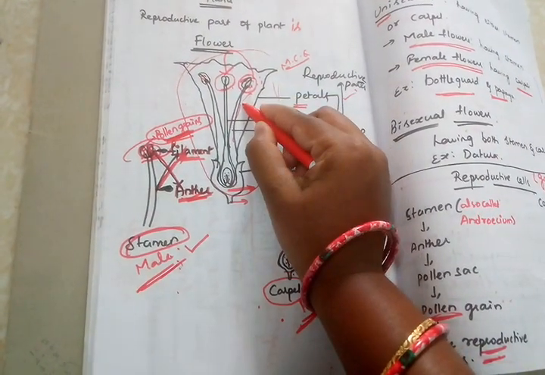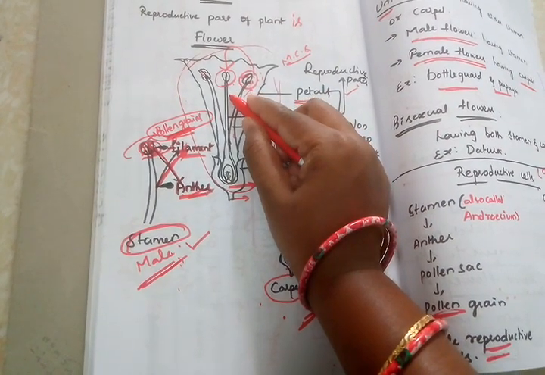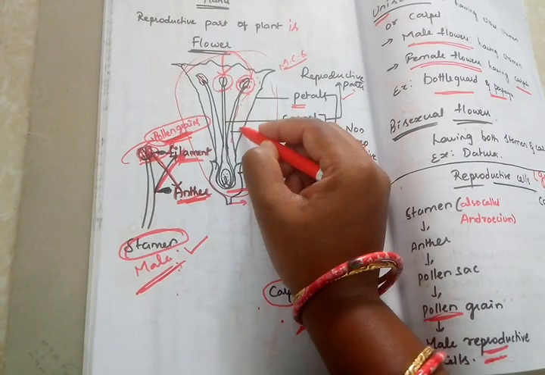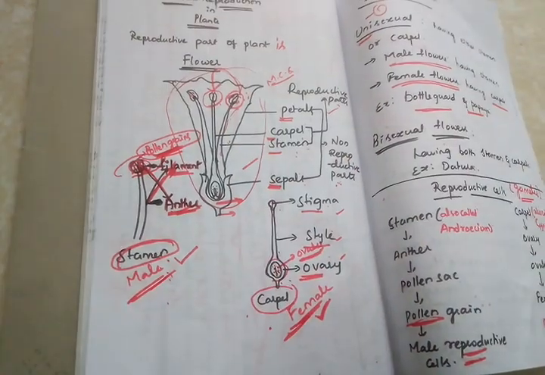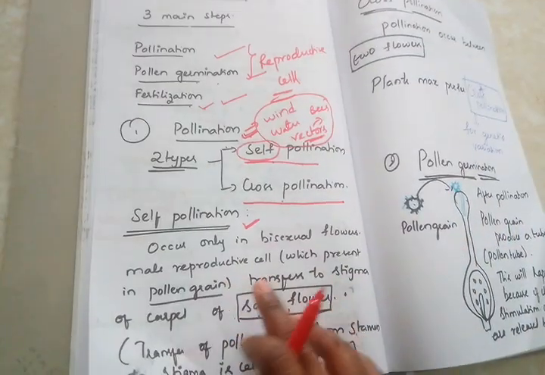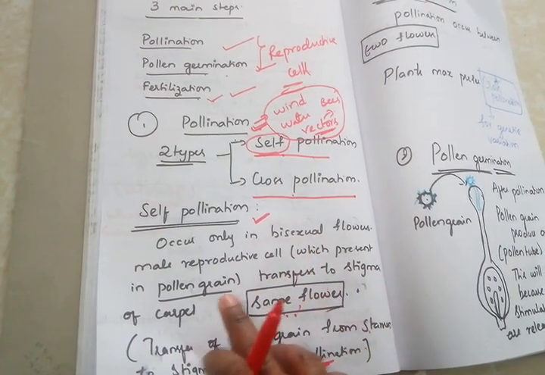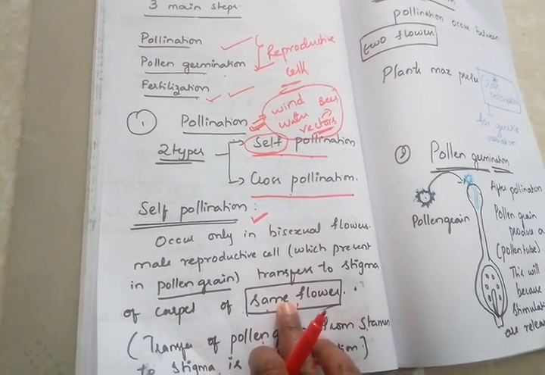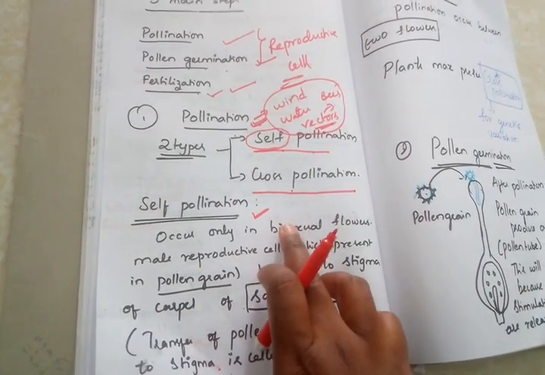Here the stamen is of the same flower, and the stigma is of the same flower. If it is transferred from this place to this place, this is called self-pollination. So if the transfer occurs between the stamen and stigma belonging to the same flower, it is called self-pollination.